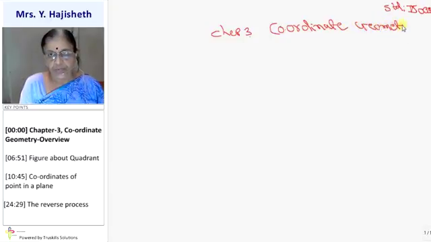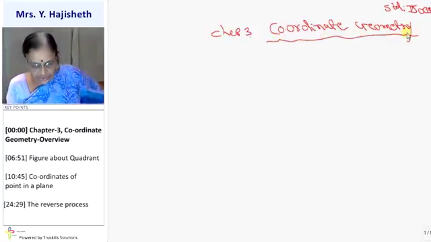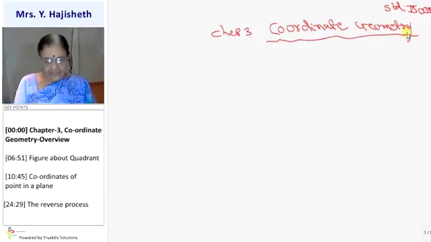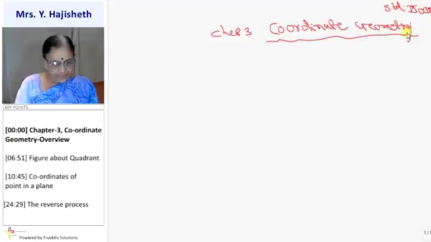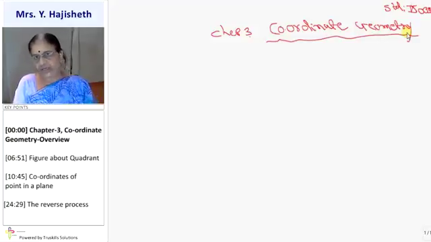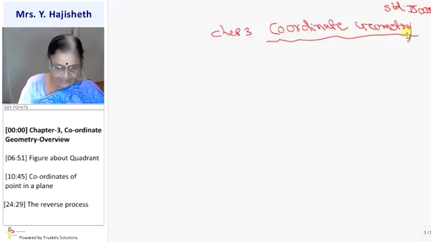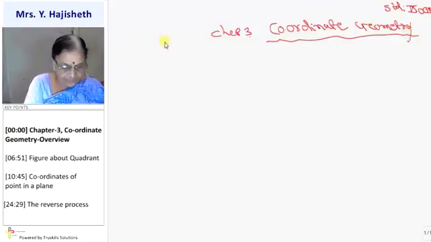Now see, what do you mean by coordinate geometry? In 8th standard also you have learned some concept of coordinate geometry. Actually, coordinate geometry is a special type of geometry which can be studied with the help of algebra. It is not a plane geometry, it is not a solid geometry, but geometry which can be studied with the help of algebra, we call it as a coordinate geometry.